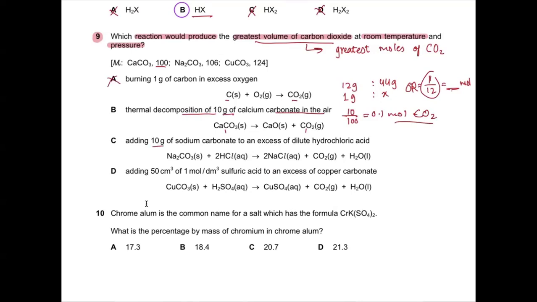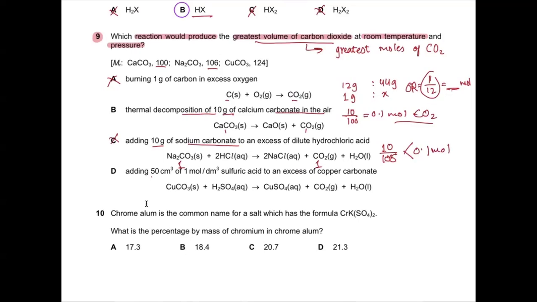Now 10 grams of sodium carbonate with an excess. If you see the ratio is 1:1, and it's 10 grams, so the moles are going to be 10 over 106. So the denominator goes higher than the calcium carbonate. So it means the moles over here are going to be lesser than 0.1. So it goes wrong as well, right?